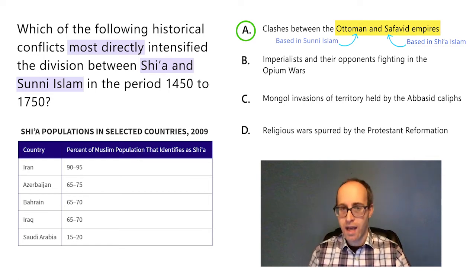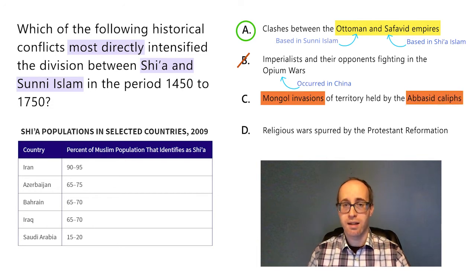But let's say you didn't know that. Take a look at the wrong answer choices. Choice B refers to the Opium Wars, which you may know occurred in China. So they would not have been relevant to the countries that are in this table because those are, of course, in the Middle East. Choice C mentions the Mongol invasions of territory held by the Abbasid caliphs.